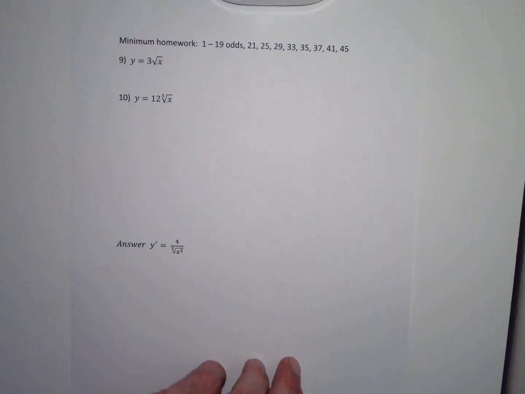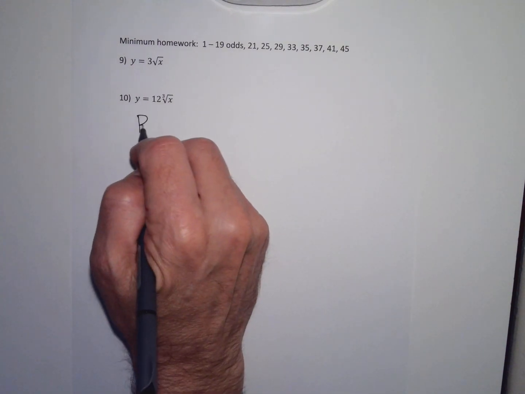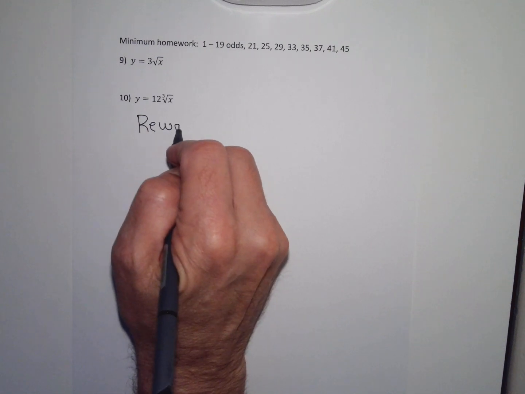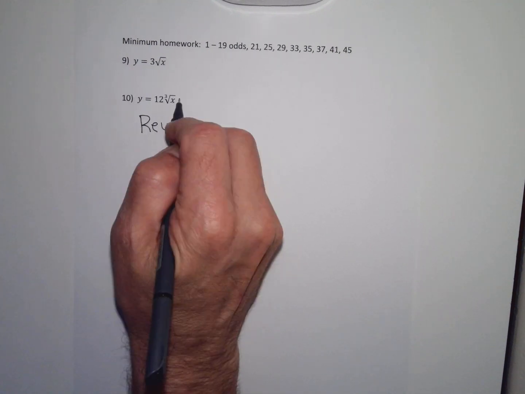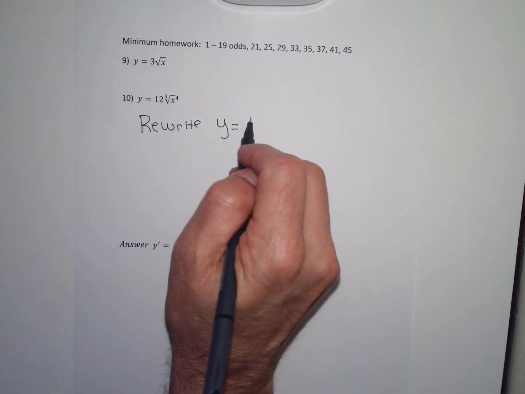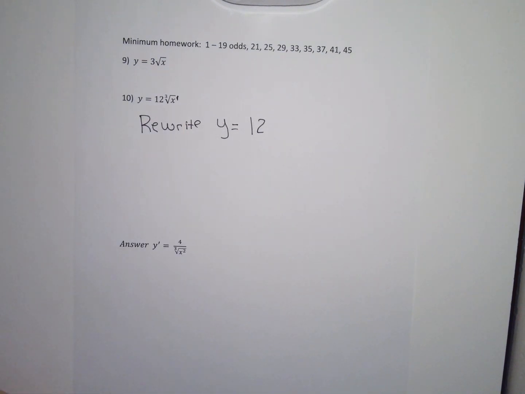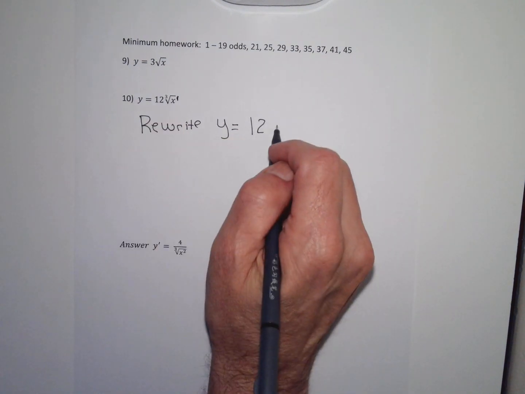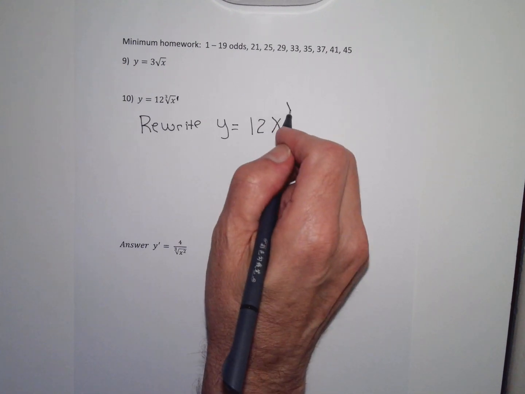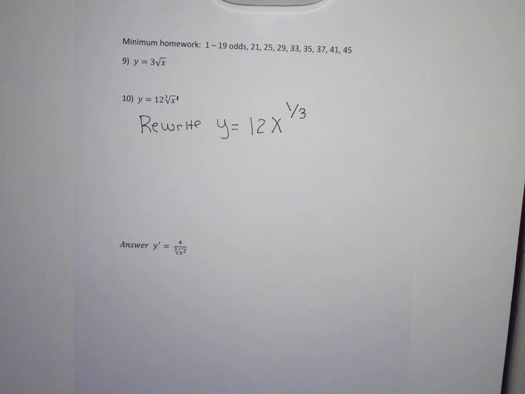The next chunk of problems are going to need to be rewritten before I can make the derivative happen. In problem 10, I need to make the radical have a fraction exponent. In problem 10, this is really 12 times the cube root of x to the first. To make a radical into a fraction exponent, I write the radicand, in this case the x to the first power, and I make the index the denominator of the fraction exponent. Radicals turn into fraction exponents.